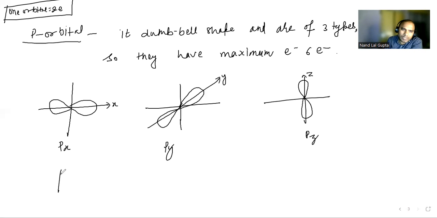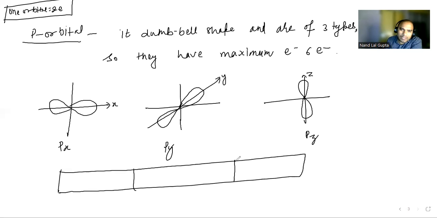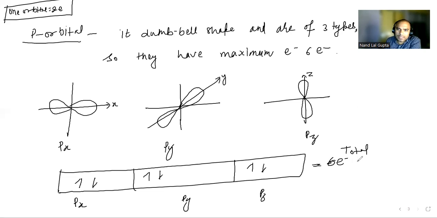Now see, how can you represent these orbitals? These orbitals are of three types: px, py and pz. One orbital has two electrons, so it is 1, 2, this is 3, here is 4, this is 5, and here is 6. So a total of 6 electrons in the p orbital. This is the concept for the p orbital. Now we'll go for the d orbital.